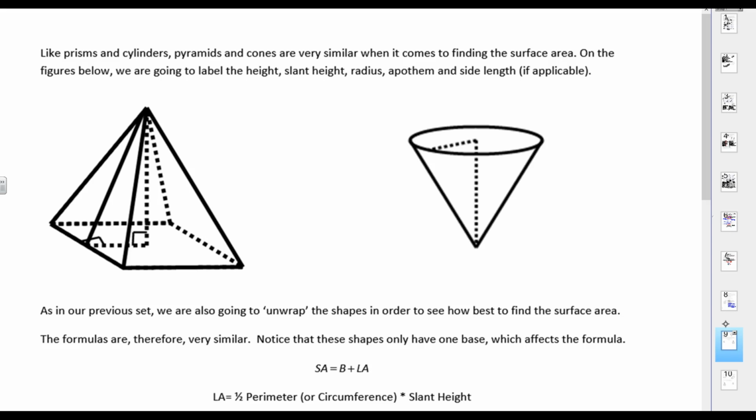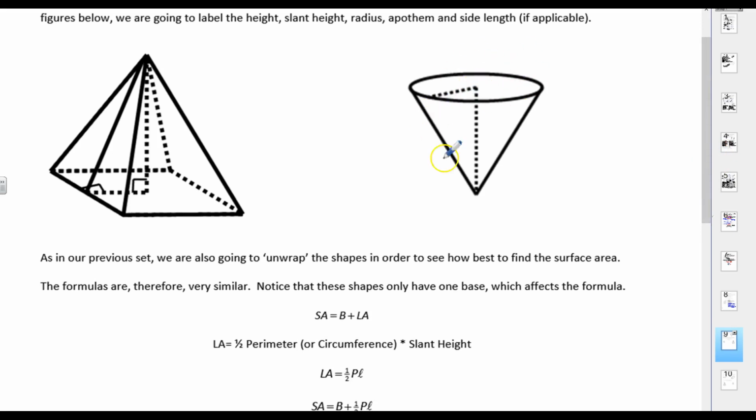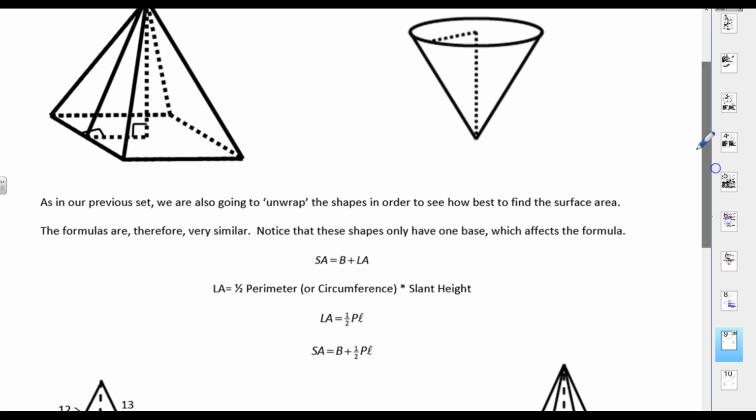Now we're going to talk about pyramids and cones. And like prisms and cylinders, pyramids and cones are incredibly similar. Notice they both come to a point. And so their formulas actually very much mimic each other. Our formula here, we only have one base this time and a lateral area. So my surface area equals base plus the lateral area. And the lateral area is actually going to mimic that of a triangle, where my lateral area equals 1/2 perimeter, or circumference, times slant height.